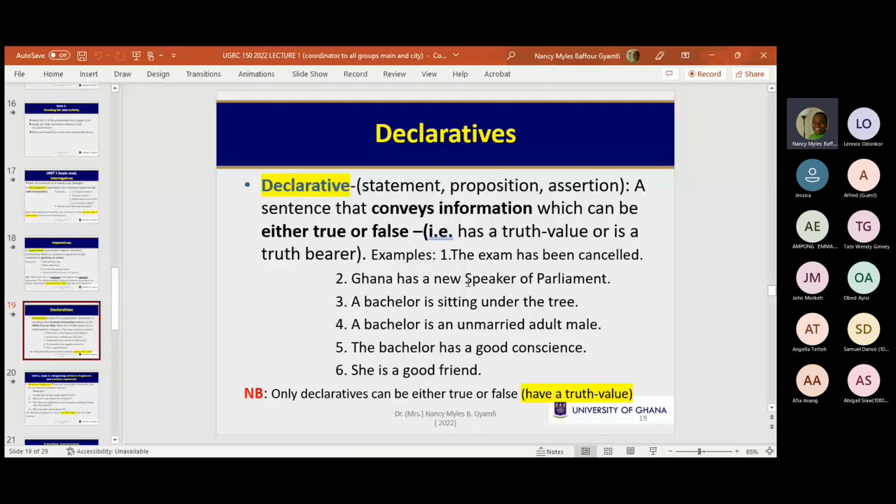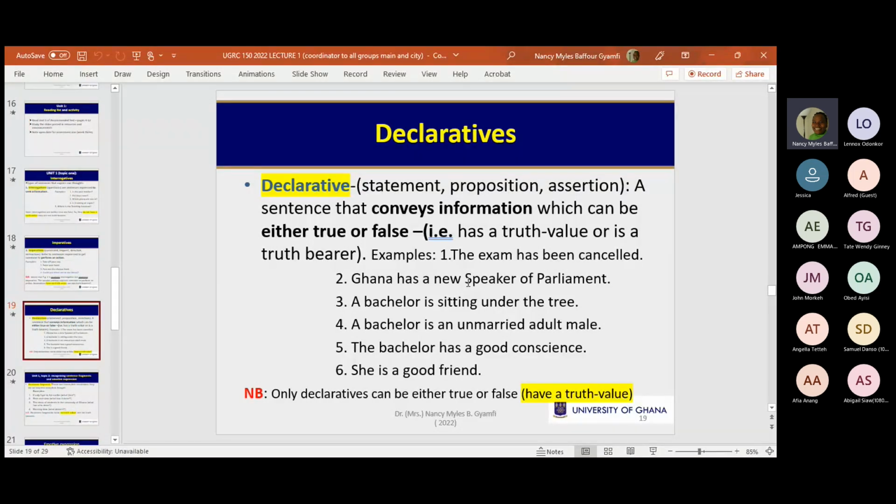So when do we call a sentence a statement? When is a sentence imperative? Well, if it's imperative, then it is telling me to do something. When do we say it's interrogative? If it's interrogative, then it's asking me to give information. But when then is it declarative? Declarative statements or declaratives tell you, they give you information. They don't seek information like interrogatives would do. They rather give you information.